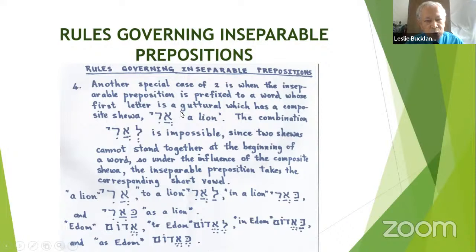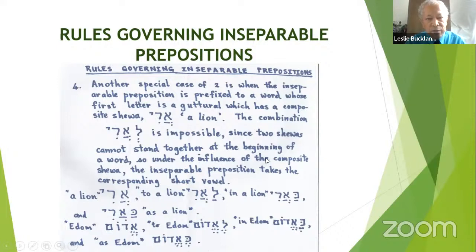So what are we going to do when we have the inseparable preposition having a simple shua coming together with a noun that begins with a consonant followed by a composite shua? The combination of le, ari is impossible since two shuas cannot stand together. It doesn't matter whether this is a simple shua or that is a composite shua. They are both shuas, and two shuas cannot stand together at the beginning of a word.